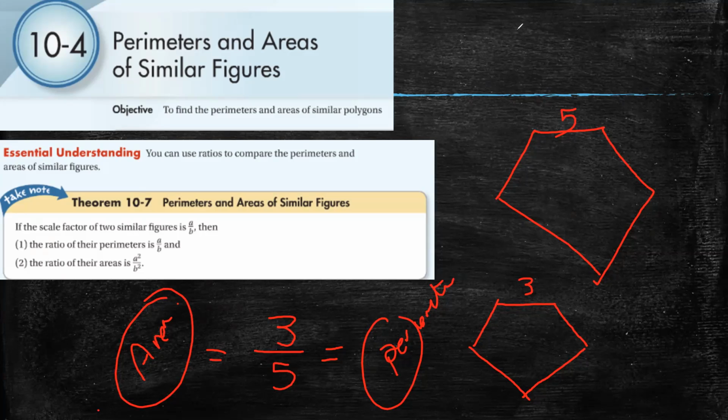To compare the perimeter and the area of figures, you have to use the ratio. If the scale factor of two similar figures is A/B, then the ratio of their perimeters will be A/B, and the ratio of their areas will be A²/B². Let's see now how.